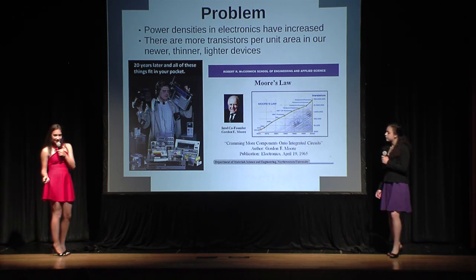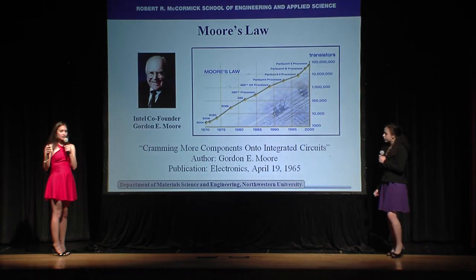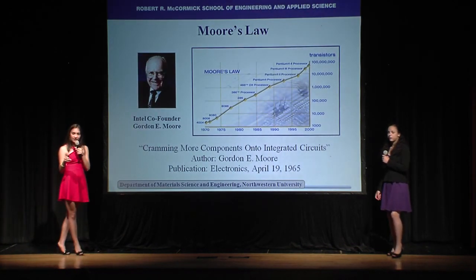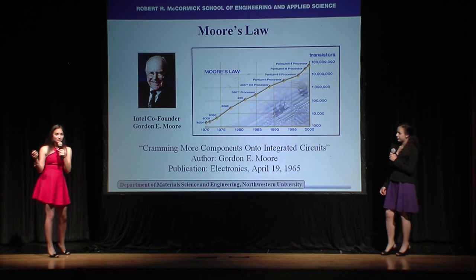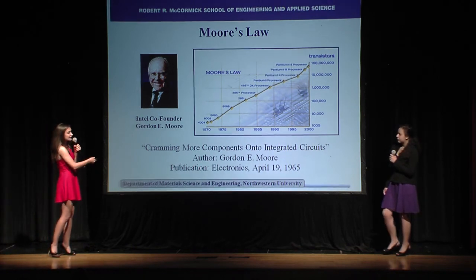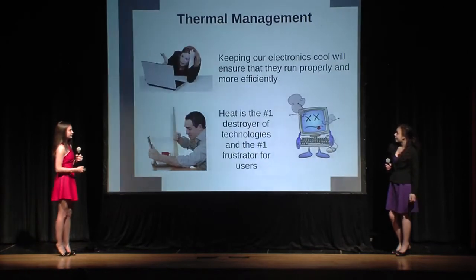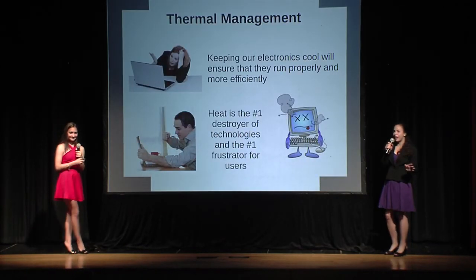But the problem with that is that according to Moore's law, every 2 years, the number of transistors per unit area in your phone, your computer, your TV has doubled. So things have been getting smaller and thinner and lighter, but there's a problem with that with heat with those materials. Now, heat and electronics do not go together. Heat is such a bad thing.